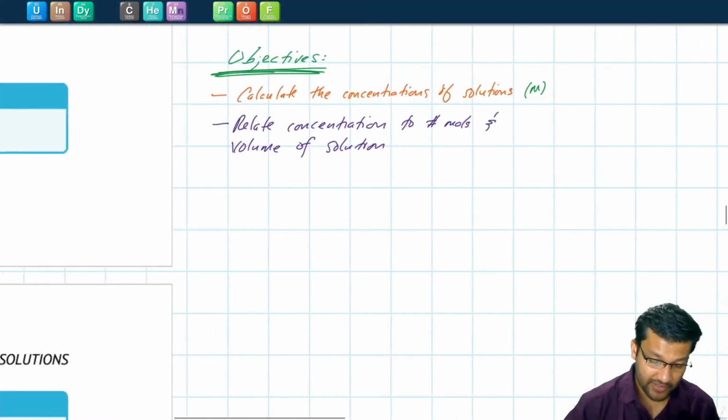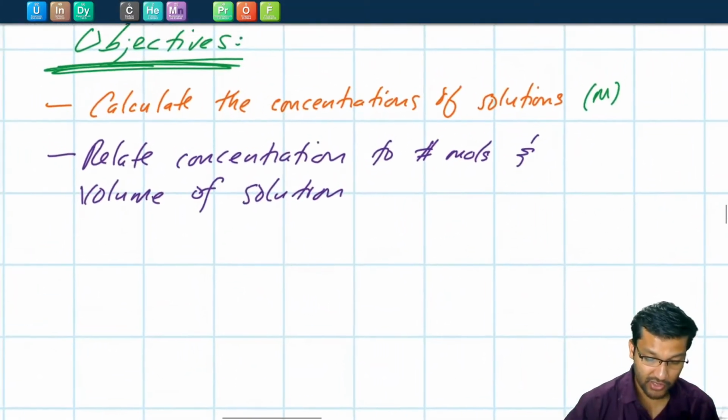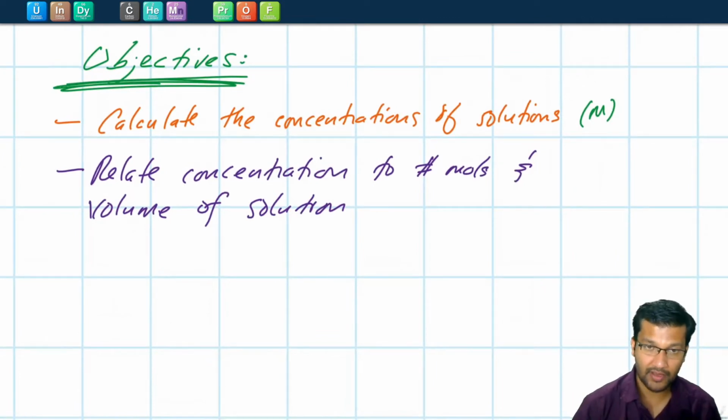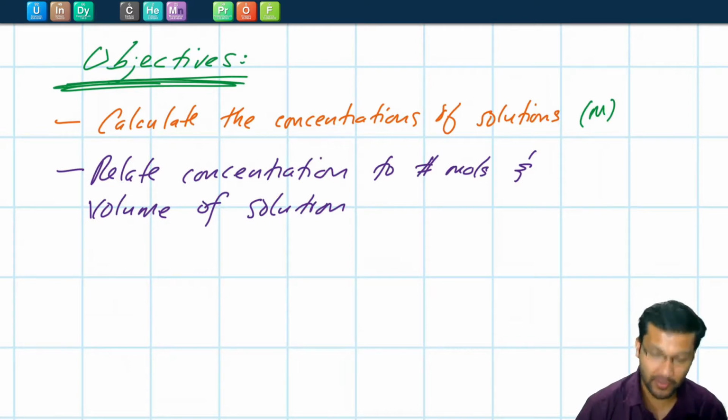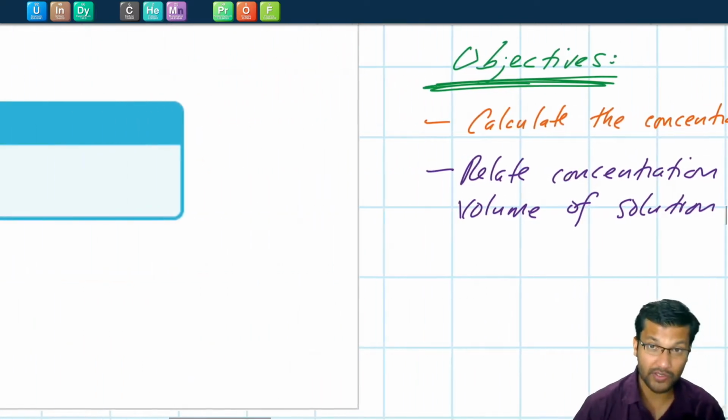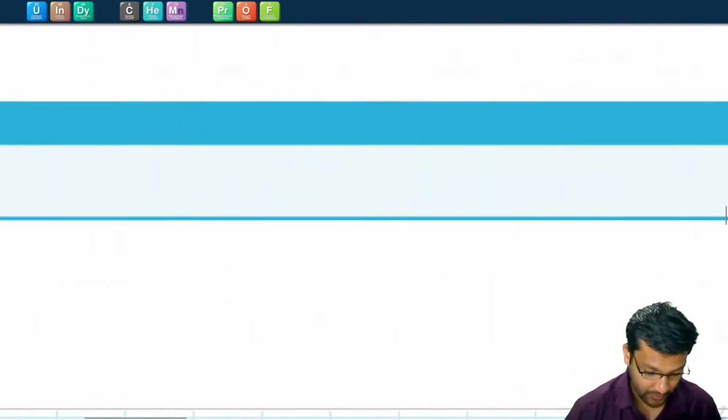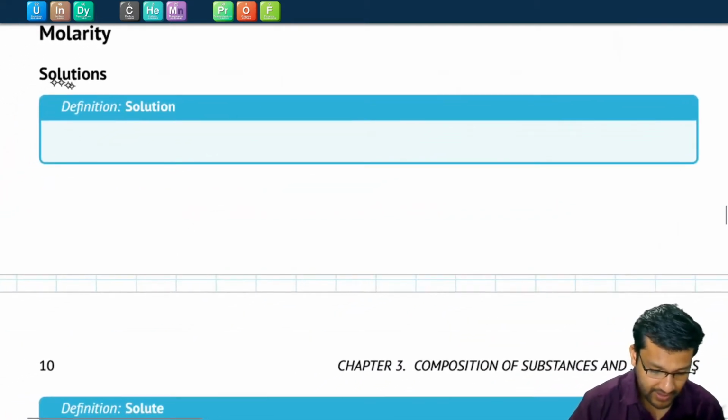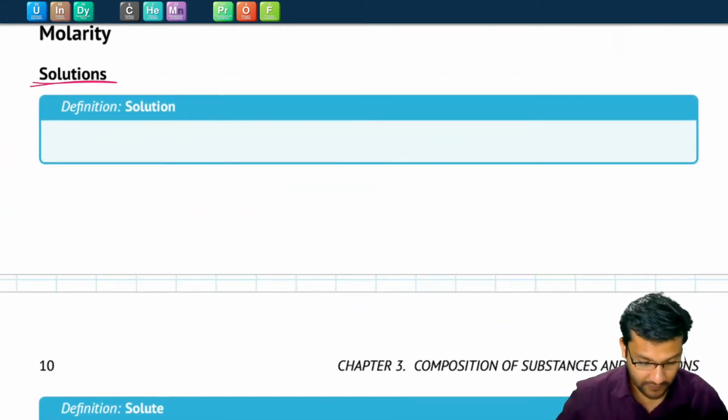By the end of this video, you should be able to calculate the concentrations of solutions in molarity and also relate the concentrations to other properties such as the number of moles or the volume of solution. As always, you can follow along with our chapter workbooks. Now, before we can begin, let's look at a formal definition of solution.